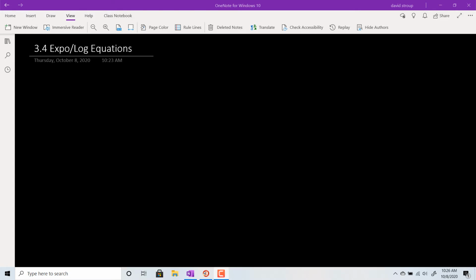So we've done radical equations, rational equations, quadratic equations, polynomial equations. Was that all of them? Linear equations, I guess those are kind of polynomial equations. Just a whole lot of equations. Now we have exponential and logarithmic equations. Each type has two ways of doing it.